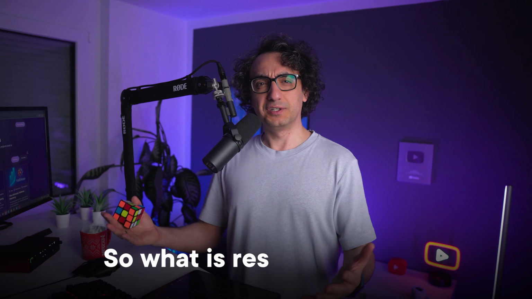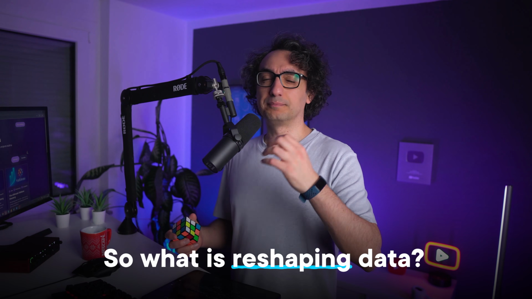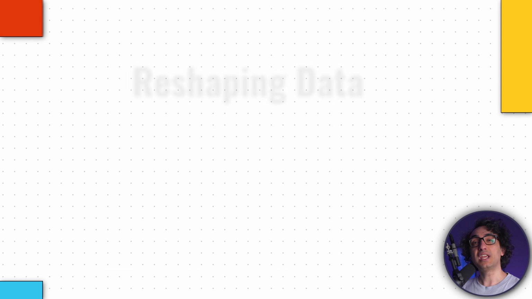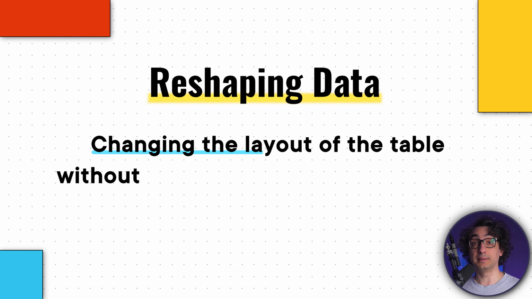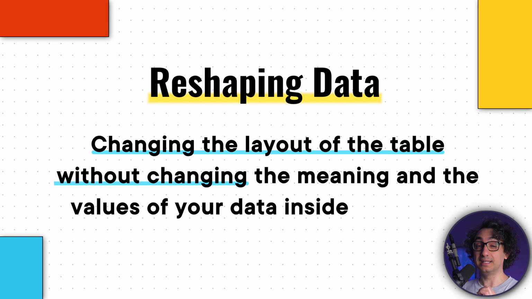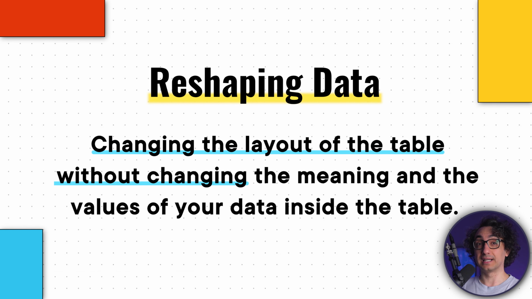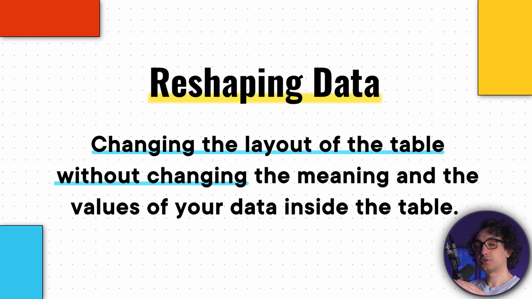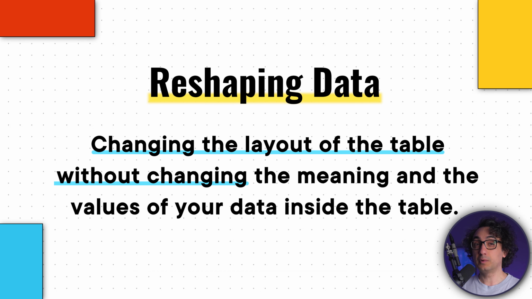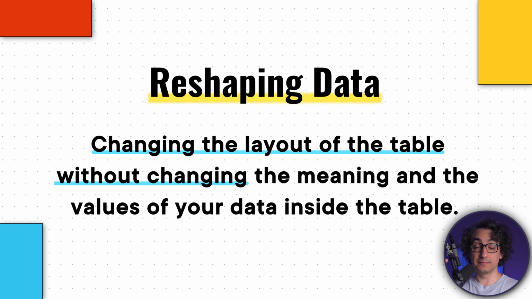So what is reshaping data? It might sound technical, but it is very simple. It means changing the layout of the table without changing the meaning and the values of your data inside the table. So we are just changing the structure of the table without touching the data itself inside the table. And usually in Power Query or Excel, we have two main methods to do that. We have the pivot and the unpivot.